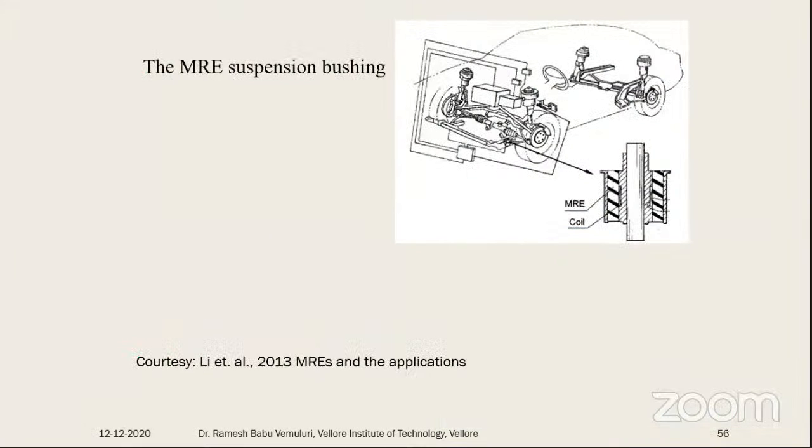Then the MRE bushing for this automotive application: by applying a magnetic field, obviously it increases stiffness. This bushing can run for a long time. These are the coils, so that whenever you want it to be stiffer, the bushing can be rigid, and then the bushing can be normal by applying a magnetic field. In this way, we can control its properties.